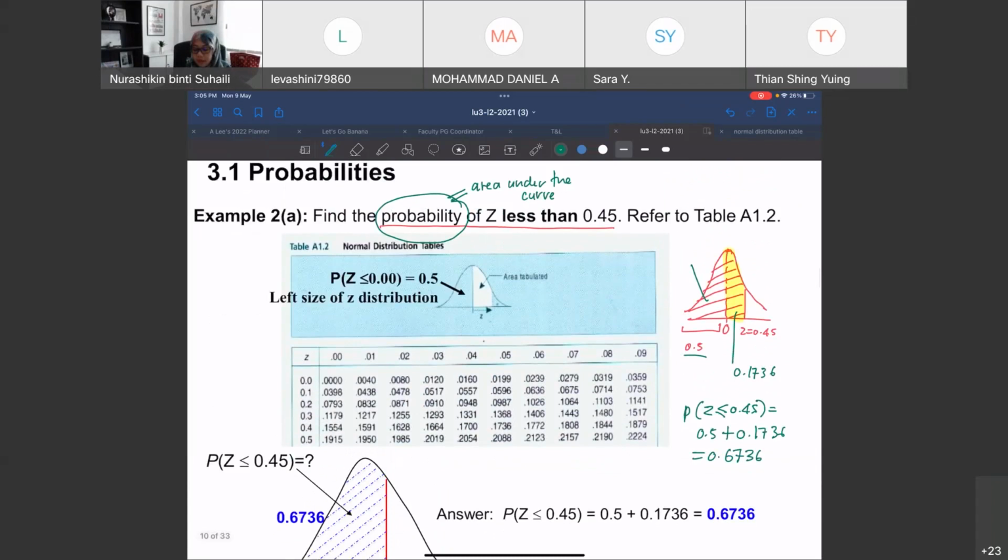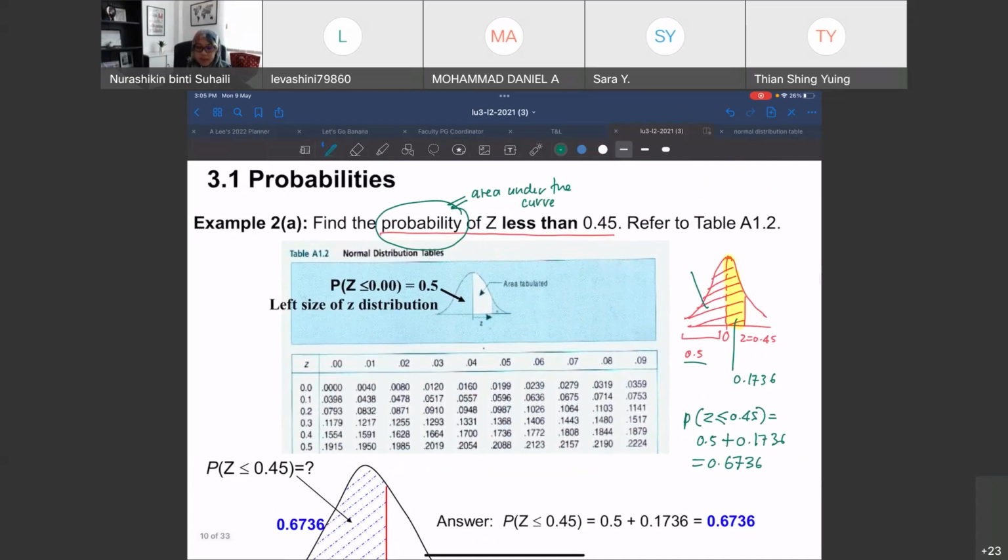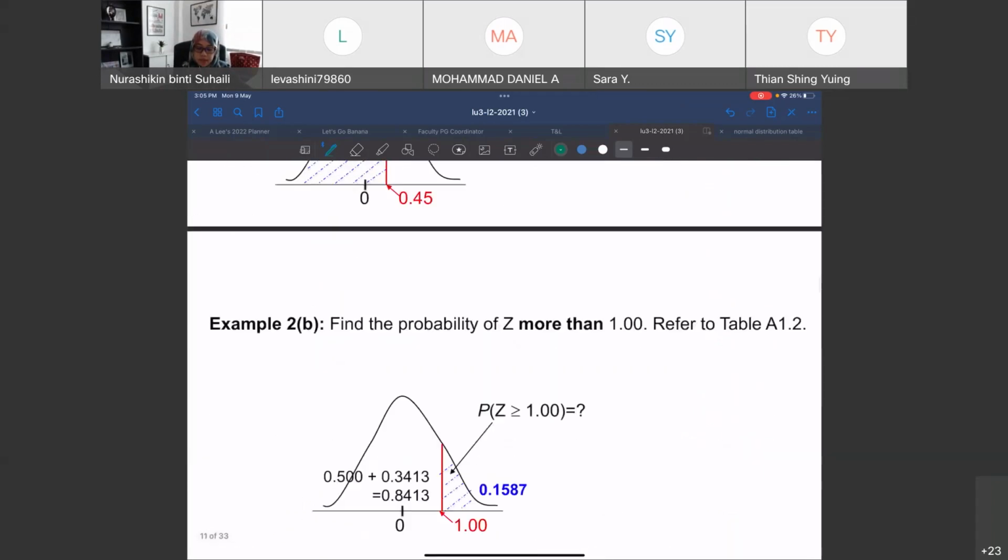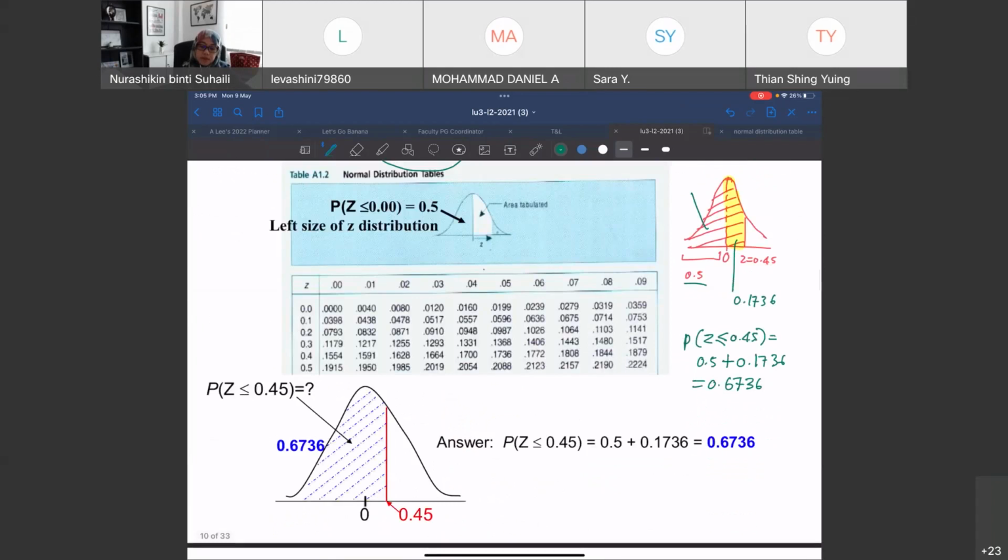So the probability should be less than 1, because this one doesn't cover all. So this one makes sense. It's less than 1. So that's how you check.